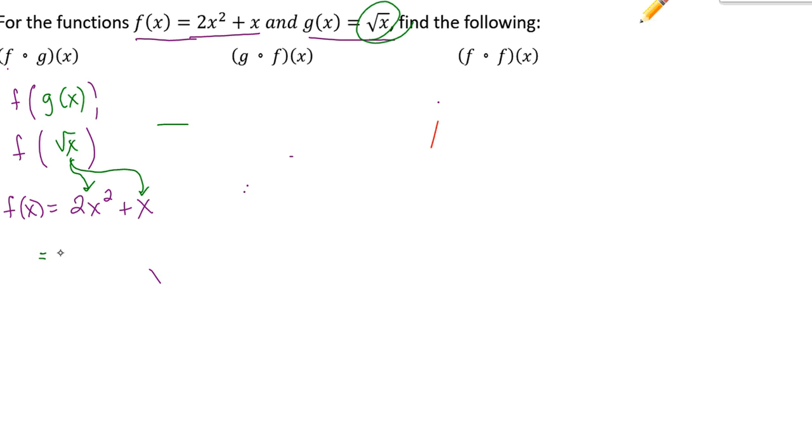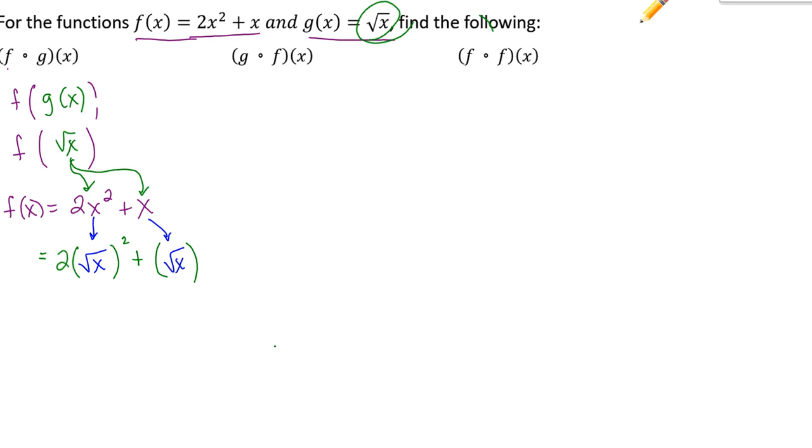So I'm going to have 2, took that x out, squared, plus, took that x out, and I got an empty space there. So I've got 2 blank spots, and I'm going to replace them with the square root of x. So square root of x goes in place of that one, right? We replaced it there. Square root of x goes there. We replace both x's with our new function.